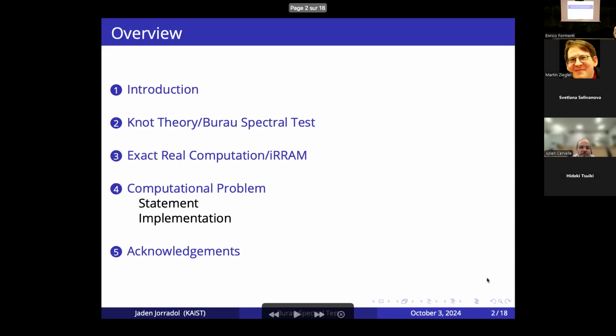the skeleton for this talk will be the introduction first, about what I've done and what the work is about, and then we'll go over some basics about knot theory, and then the specific test that I've done in knot theory called the Burrell spectral test, and also the use of exact real computation in this work, and explain what exact real computation is and what iRRAM is, and finally we'll go over what I've done in the implementation part, which is the problem itself and the implementation.